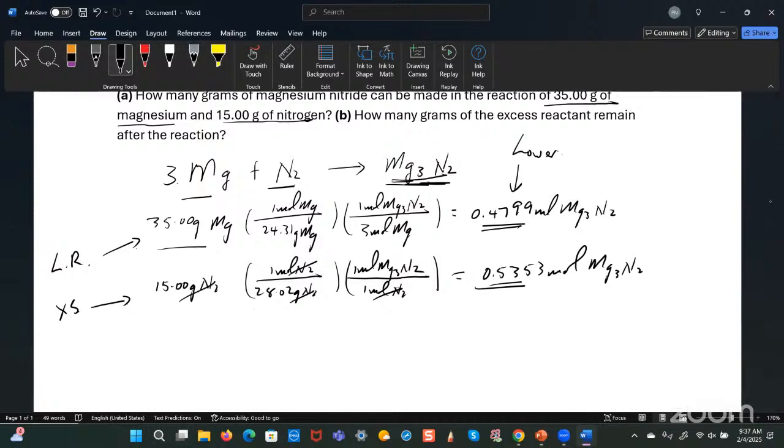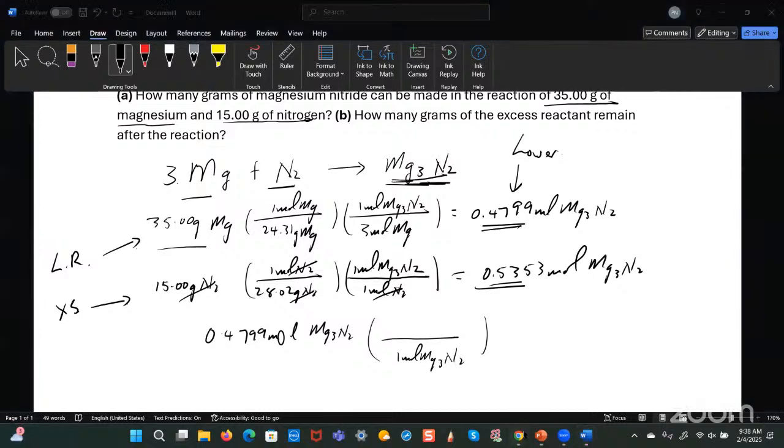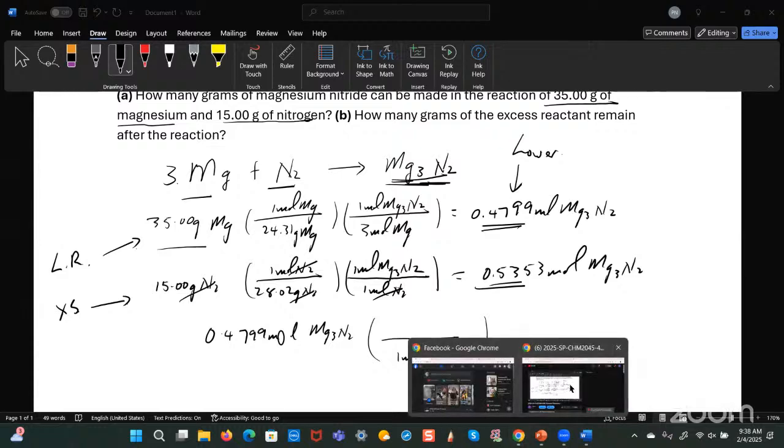So basically, we're going to take the moles of Mg3N2, the lower one, which is 0.4799 moles of Mg3N2. And we're going to multiply that by the molar mass of magnesium nitride. So we're going to have 1 mole of Mg3N2. And up top, the molar mass of magnesium nitride, which again, because I'm too lazy, I'm going to use the molar mass calculator to do that.